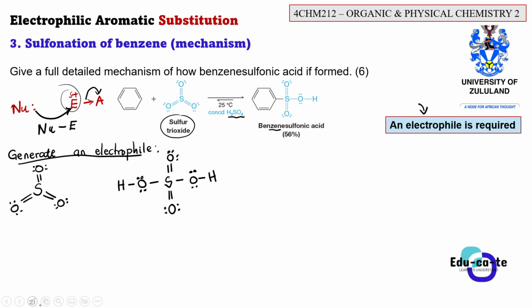So basically, we need to remember one thing, that this oxygen here from the sulfur trioxide is slightly basic. It can act as a base. When we say that something is slightly basic, it means it can act as a base. What does a base do? A base always abstracts a proton, okay? It always receives a proton because it's a proton acceptor.